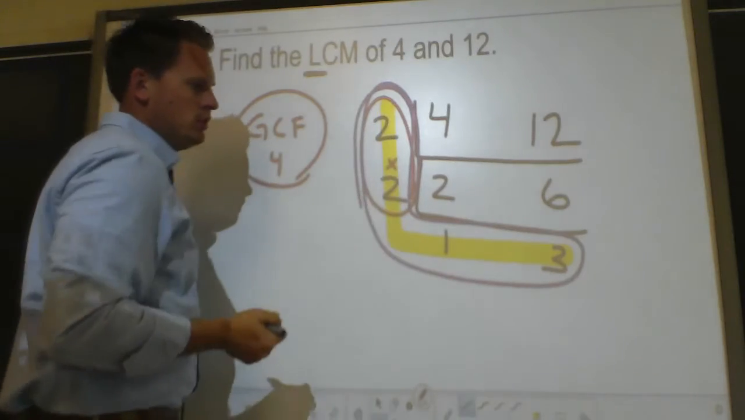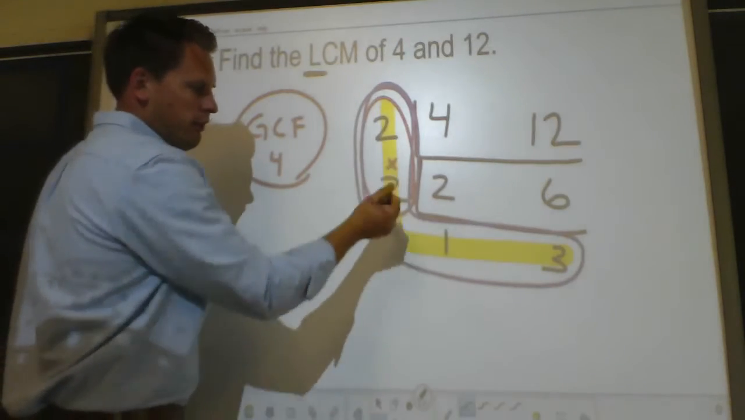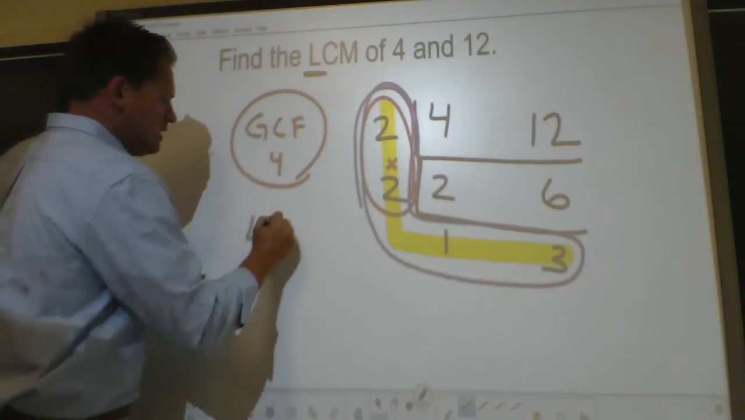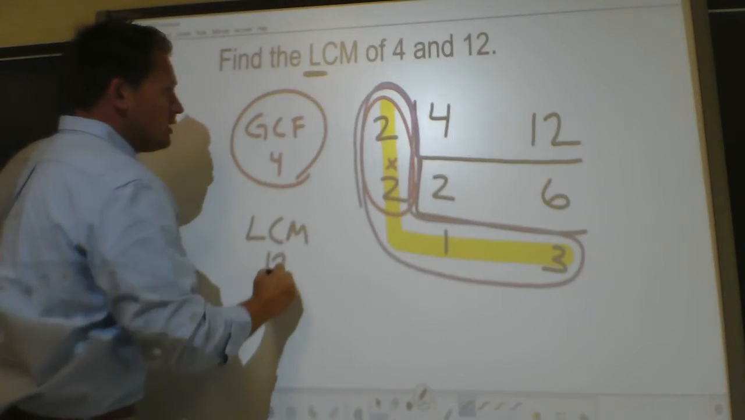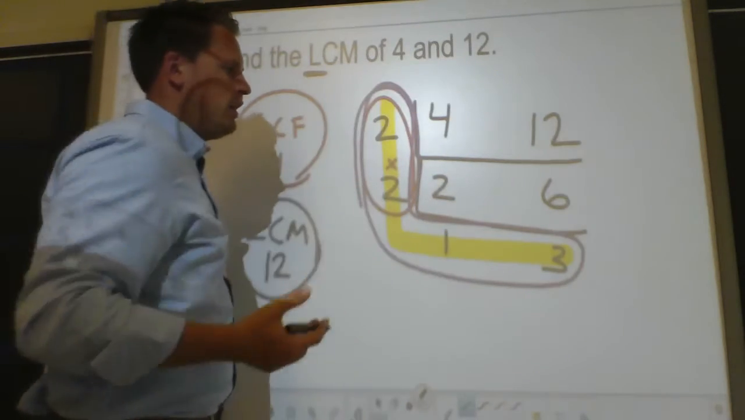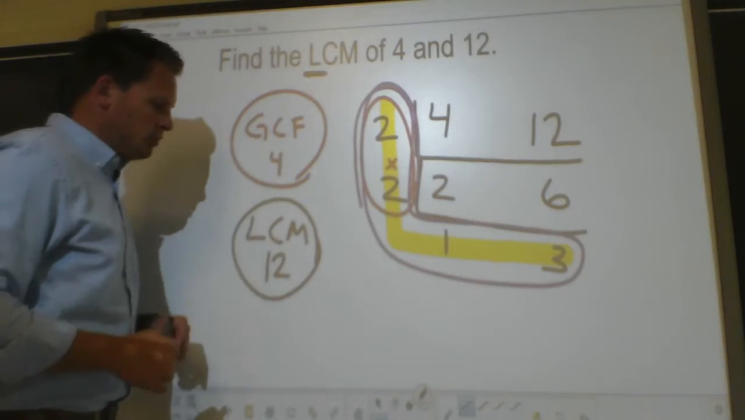2 times 2 is 4. 4 times 1 is 4. 4 times 3 is 12. Our least common multiple is 12. And isn't that what we got when we started listing 4, 8, 12? 12 is our least common multiple.